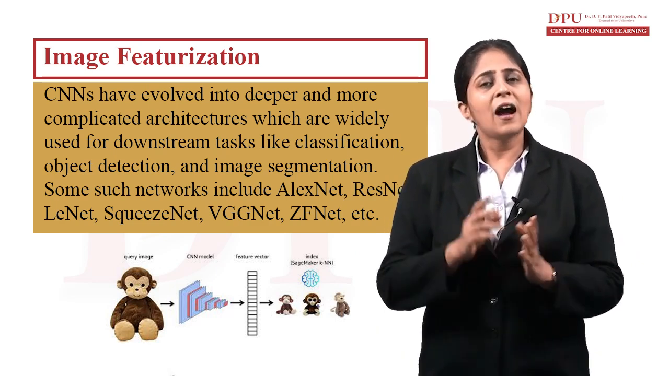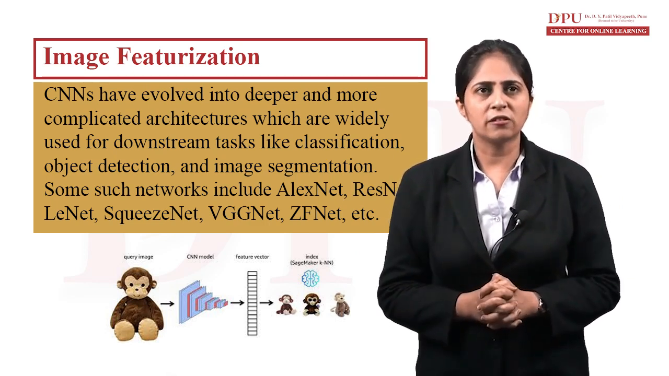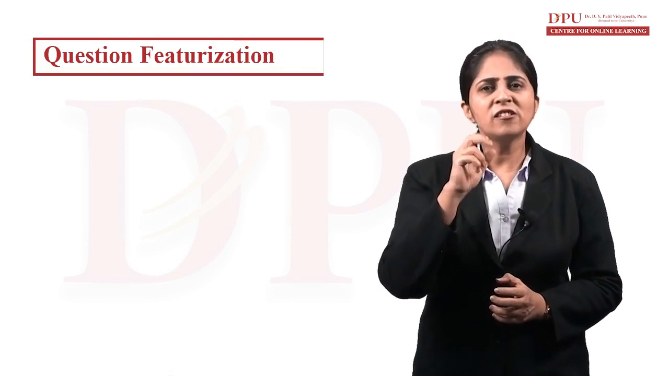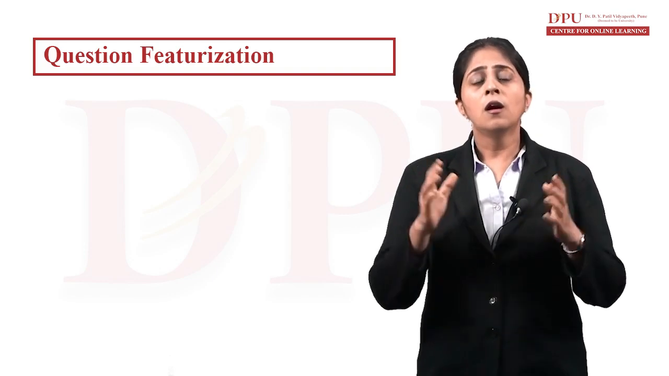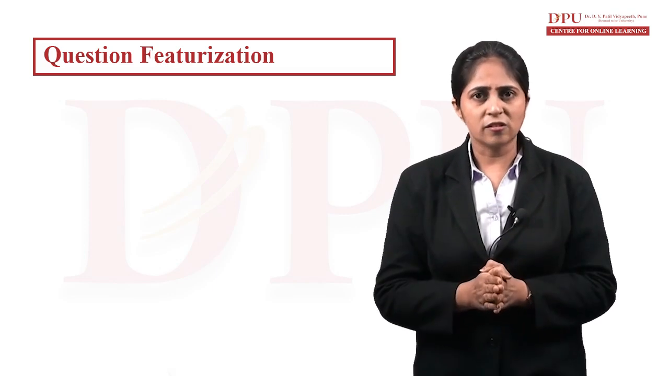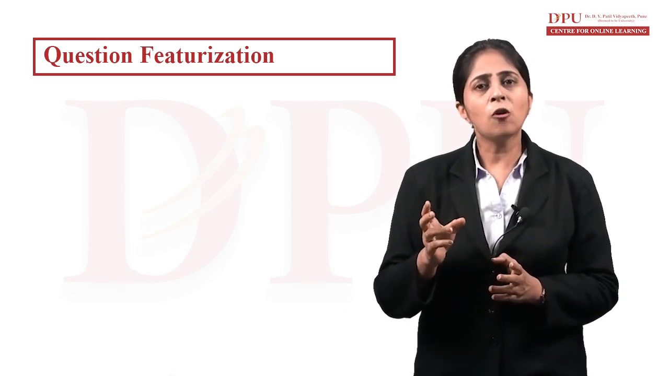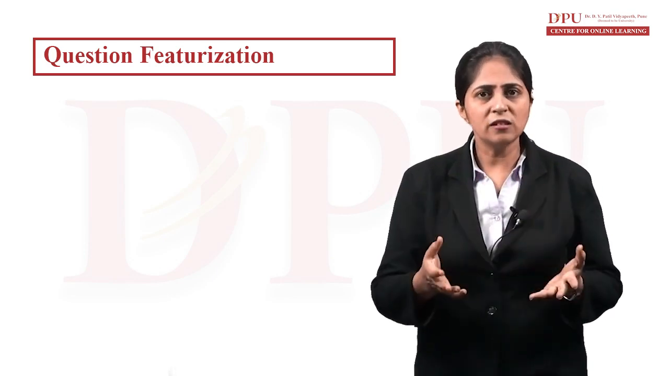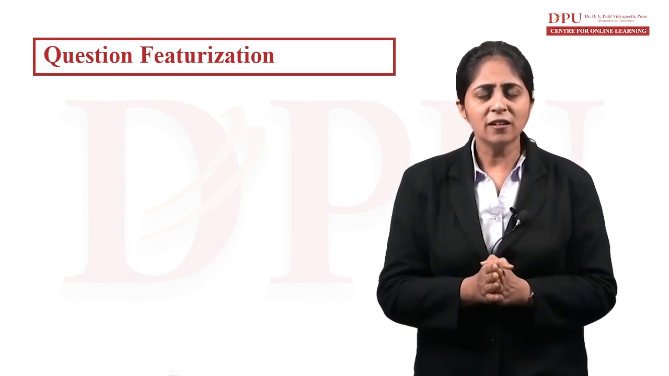Next, after image featureization, if we want to perform the task of visual question answering, what is the next task that we need to perform? That is question featureization. What are we trying to do in question featureization? If we have certain questions, they have to be represented in some mathematical form. This is called embedding of the words. That means whatever questions can be asked related to the image, they have to be embedded in a proper form.